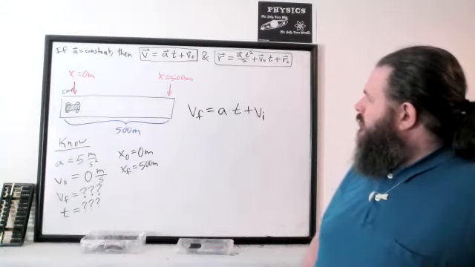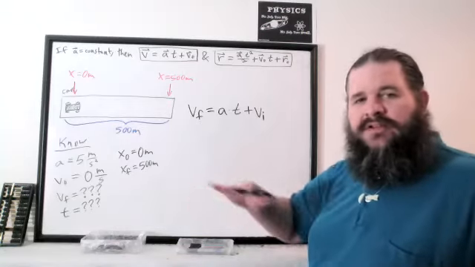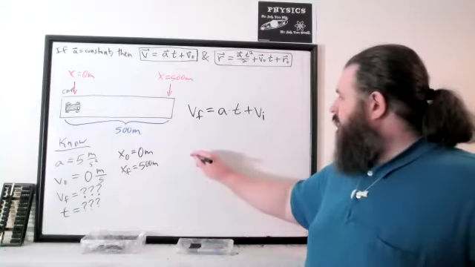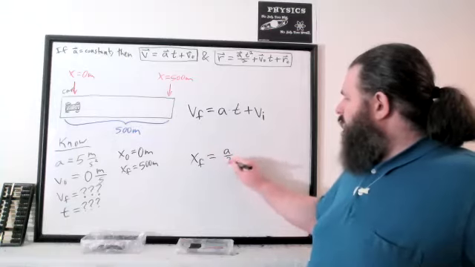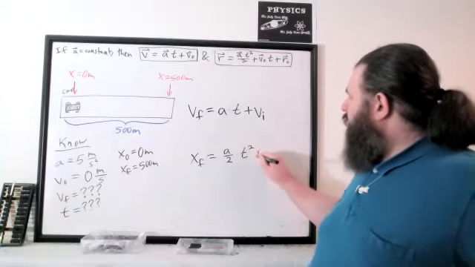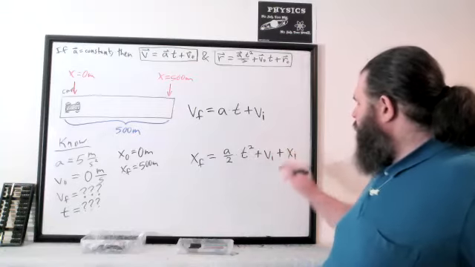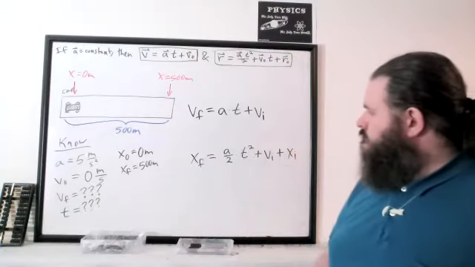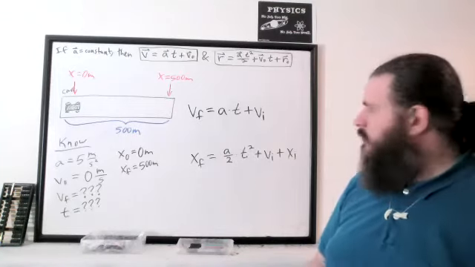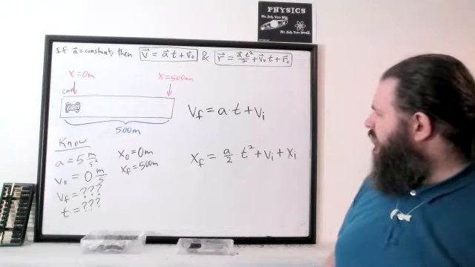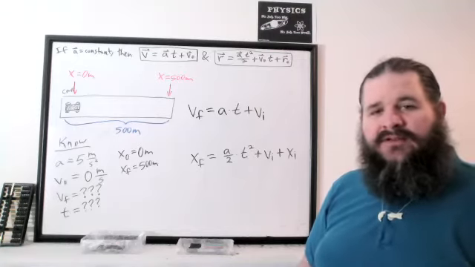And what else do we know? We also know that the final position, I'm just going to use X for position here. Let's assume it's a one-dimensional system. Final position equals half the acceleration times time squared plus initial speed times time plus initial position. So we could make some substitutions here. The main problem here is time shows up, and it'd be nice to be able to deal with this without having to worry about time.